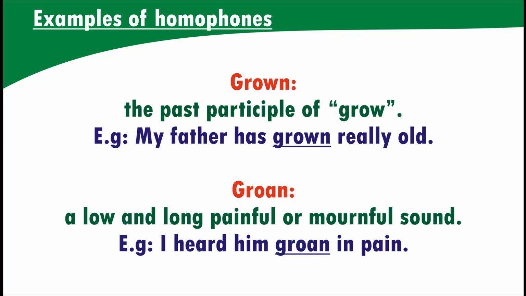The second word, groan, G-R-O-A-N. It is a verb, but sometimes it can be used as a noun as well. It's both a noun and a verb. A low, long, painful or mournful sound. Example, I heard him groan in pain. So both words are pronounced as groan.